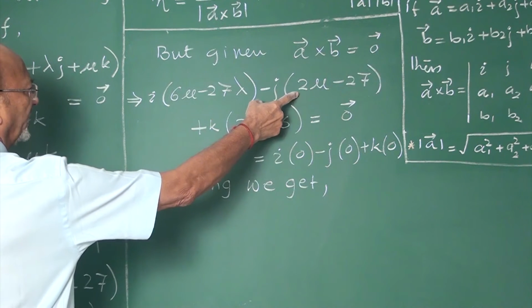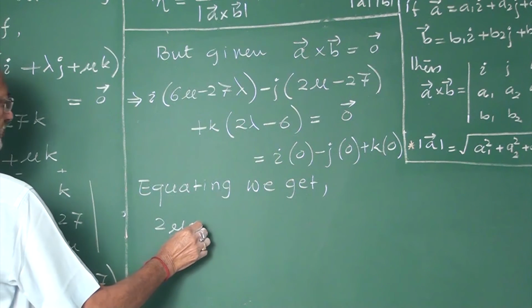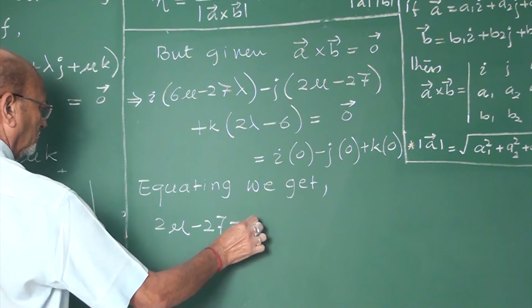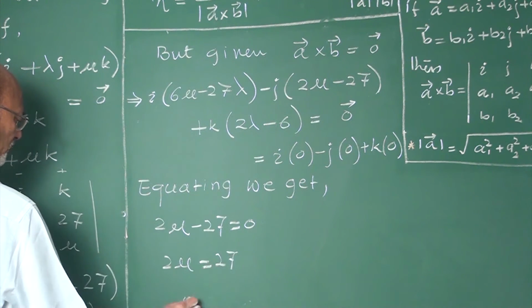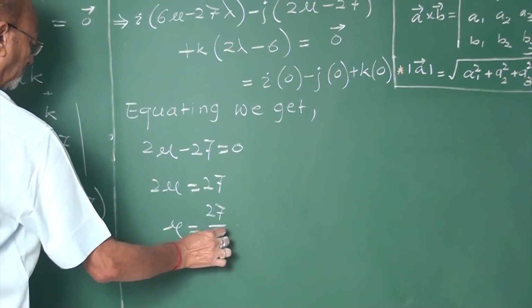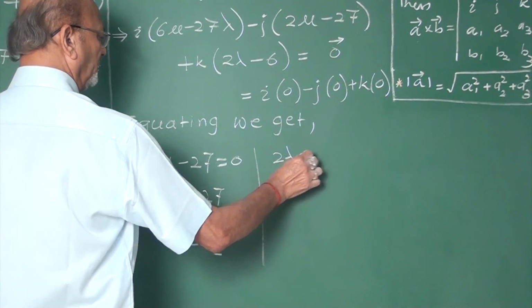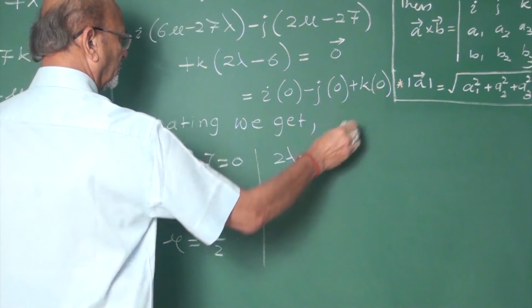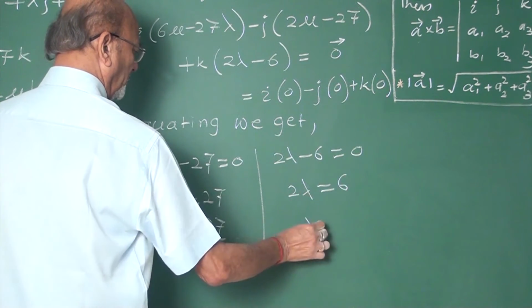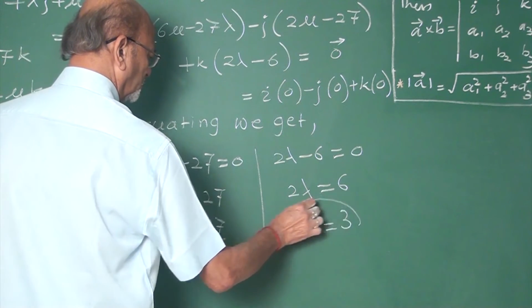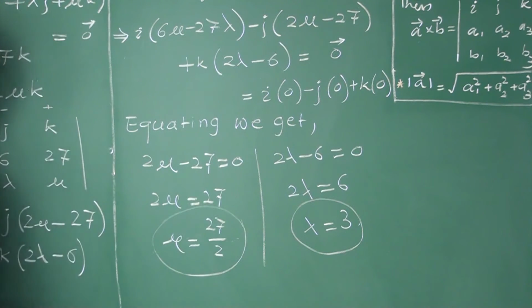Taking this directly, you get mu and lambda. 2 mu minus 27 is 0. From this, 2 mu is 27, so the value of mu is 27 upon 2. Second, 2 lambda minus 6, the coefficient of k, is 0. So 2 lambda is 6, so the value of lambda is 6 upon 2, which is 3. These are the values of lambda and mu.